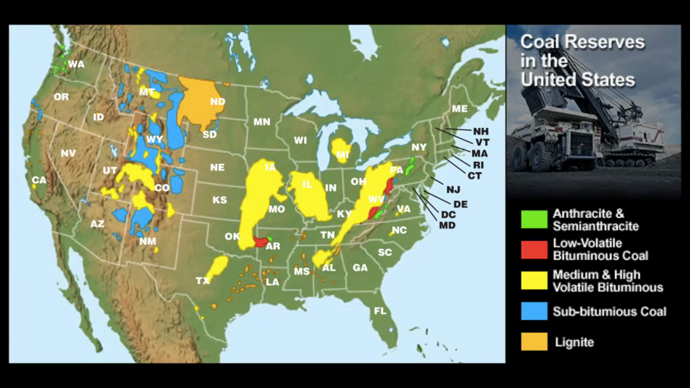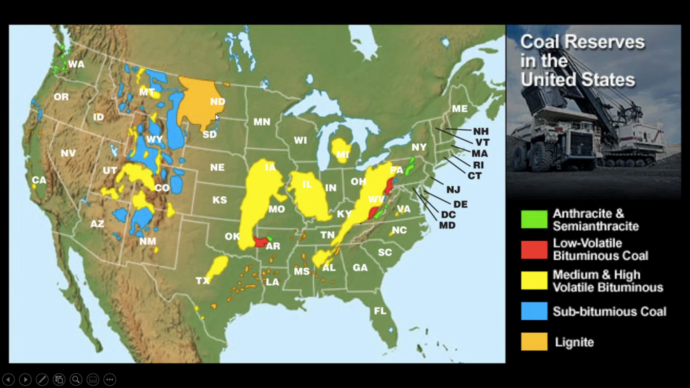Just in the United States, we're looking at our coal sources. You're going to remember anthracite and semi-anthracite. These are going to be in the green. Very little. Right? A little bit in Washington. Low volatile bituminous coal, and then medium and high volatile bituminous are going to be in red and yellow. Notice the medium and high volatile is very common in the Midwest and in the East.